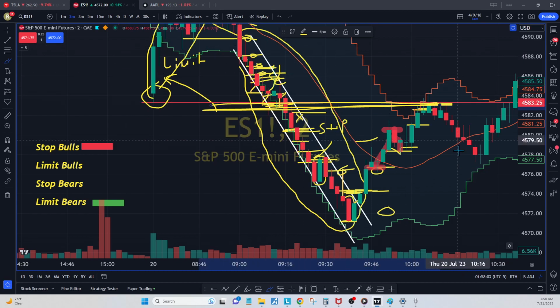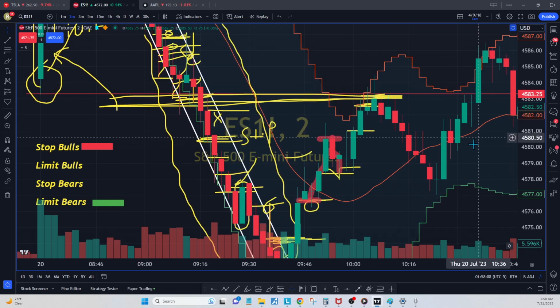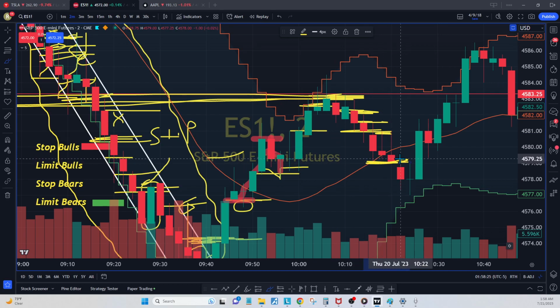Okay? So now the limit bears are starting to come back and assert themselves. All right? So now, be a limit bear. Sell the top of that. Boom. Sell the top of this. Probably didn't get filled, but sell the top of this. You got filled. Sell the top of this. You got filled. Sell the top of this right here. Well, you didn't get filled there.